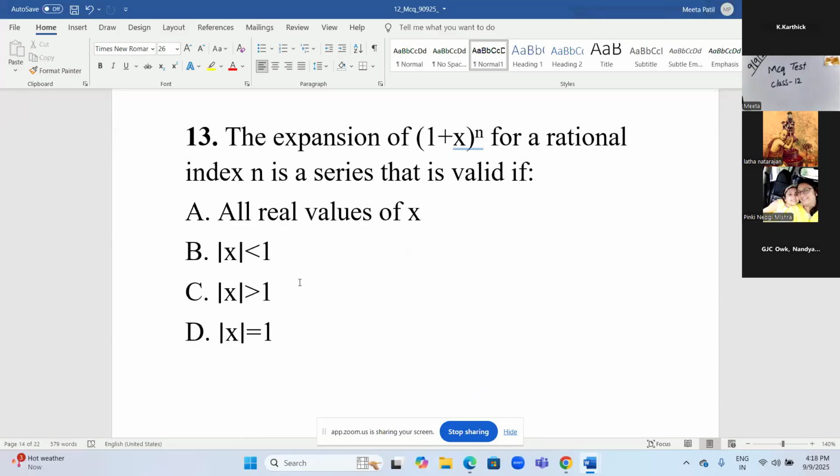I will repeat the question once again. The expansion of (1 + x) power n for a rational index n is a series that is valid if the options are option A, for all the real values of x. Option B, mod x is less than 1. Option C, mod x is greater than 1. And option D, mod x is equal to 1.